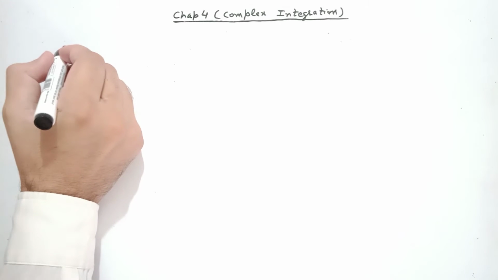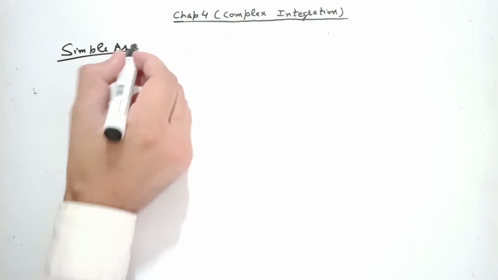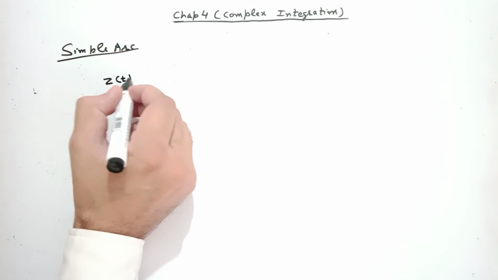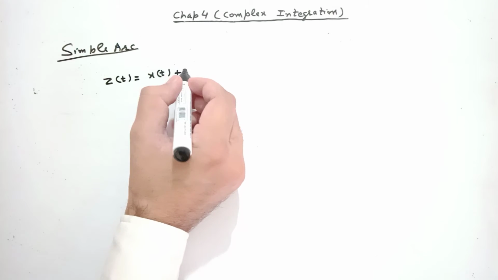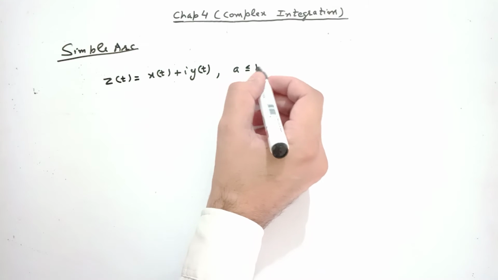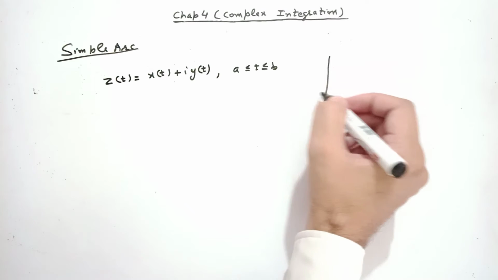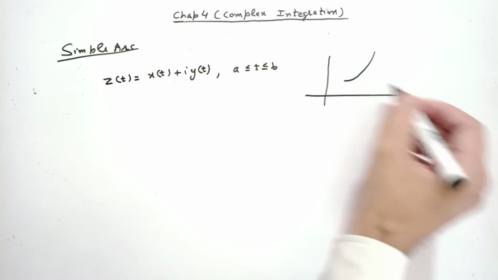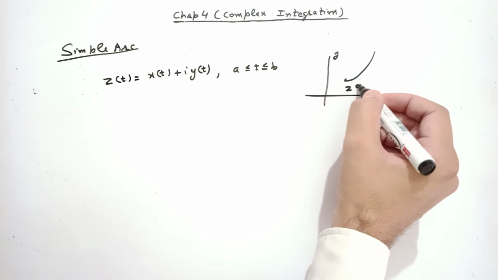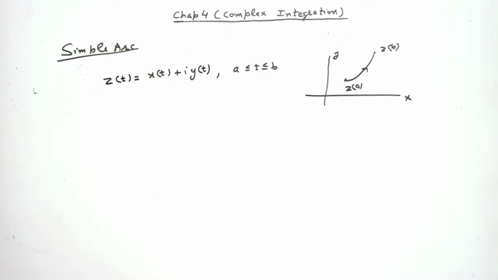Next, there are some definitions. Simple arc. What is simple arc? If z(t) equal to x(t) plus iota y(t) is a continuous function in the interval a to b, then geometrically it represents a curve in the xy plane from z(a) to z(b). This is an arc, of course. If it does not intersect itself, the arc does not intersect itself, it is a simple arc.